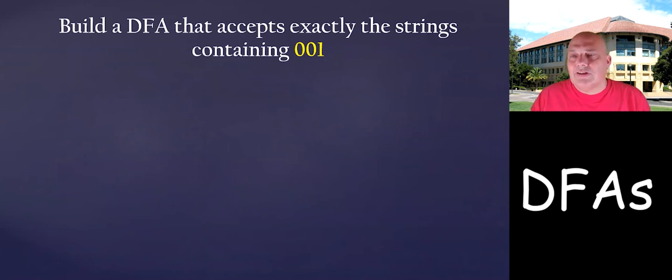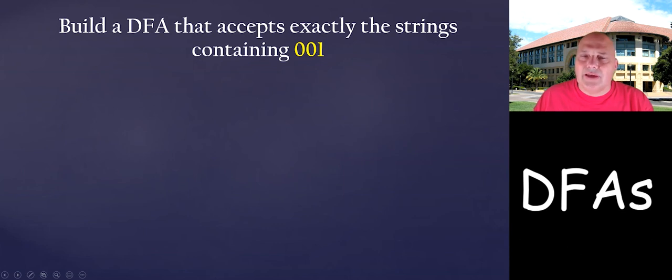Now let's look at a different task. Till now we were looking at particular DFAs and we were asking what languages do they accept. Now let's try to build a DFA that accepts a particular language. Let's start with a simple language. Now we want to build a DFA that accepts all the strings that contain 001 and doesn't accept strings that don't contain 001.